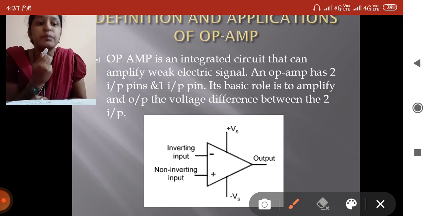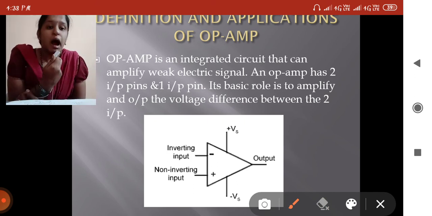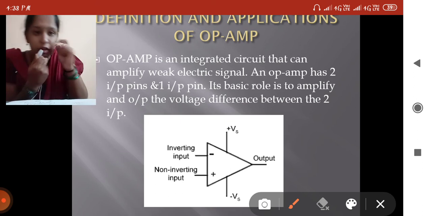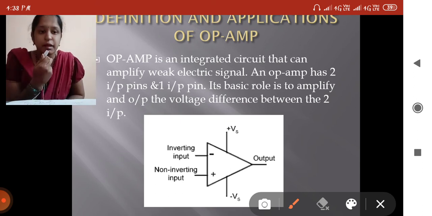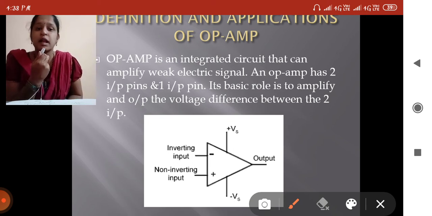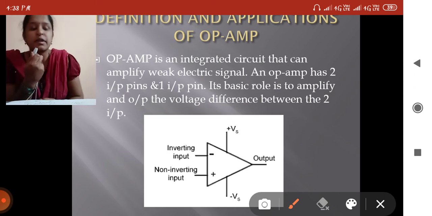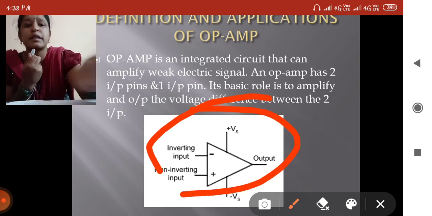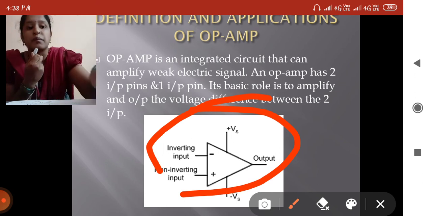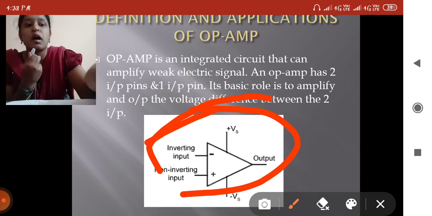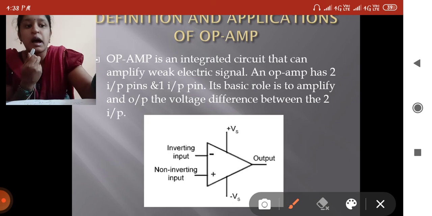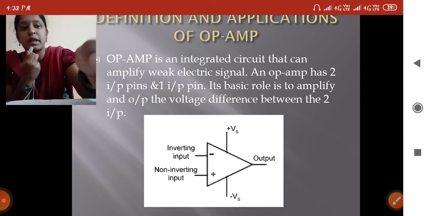This is the output. Then come to the output. The output is the difference between the inverting and non-inverting voltage, with a gain, right? That is called the output. Two inputs we are giving and one output. This is the schematic diagram of the op amp, right?